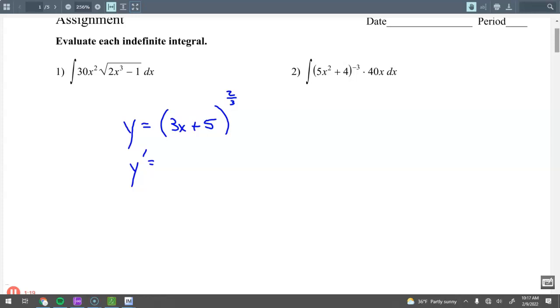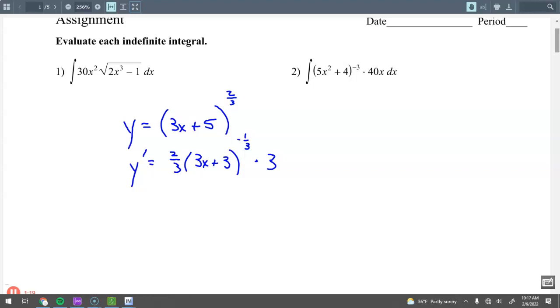So chain rule said we had the big guy and the little guy, right? So we took the outside and the inside. So the outside function of this one is 2/3, and then the inside is 3x plus 5, right? So we take the derivative of the outside. That was bring down the power, reduce by 1. What do we do with the inside? We leave it. And then we multiply by the derivative of the inside, right?